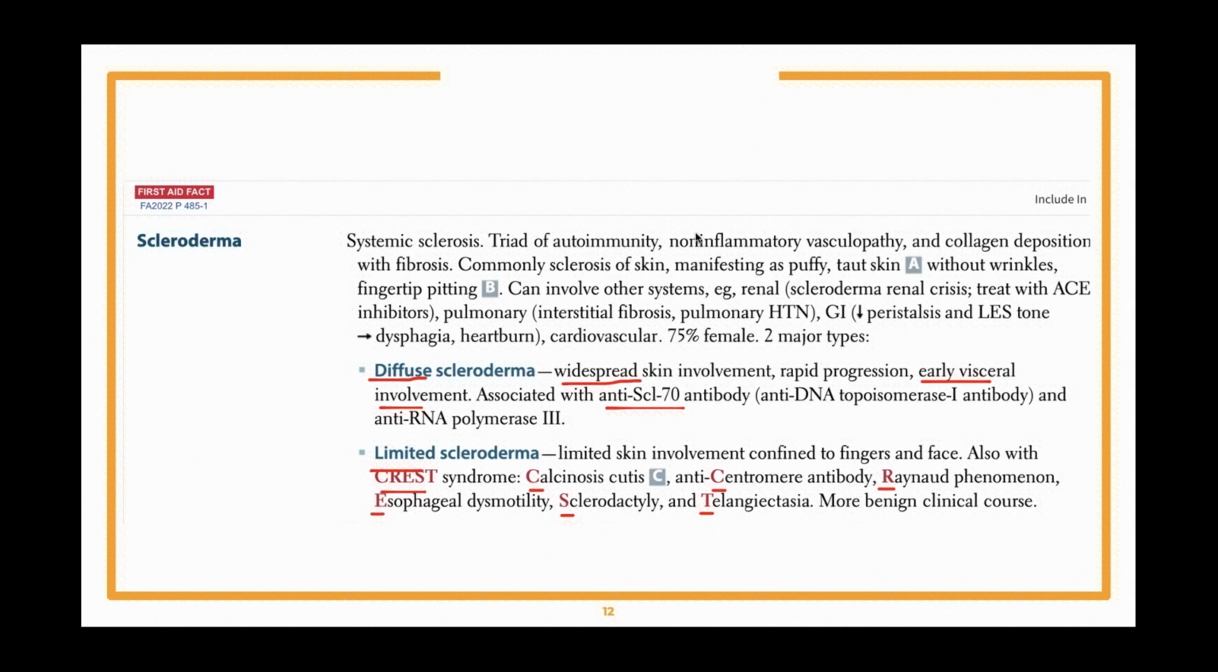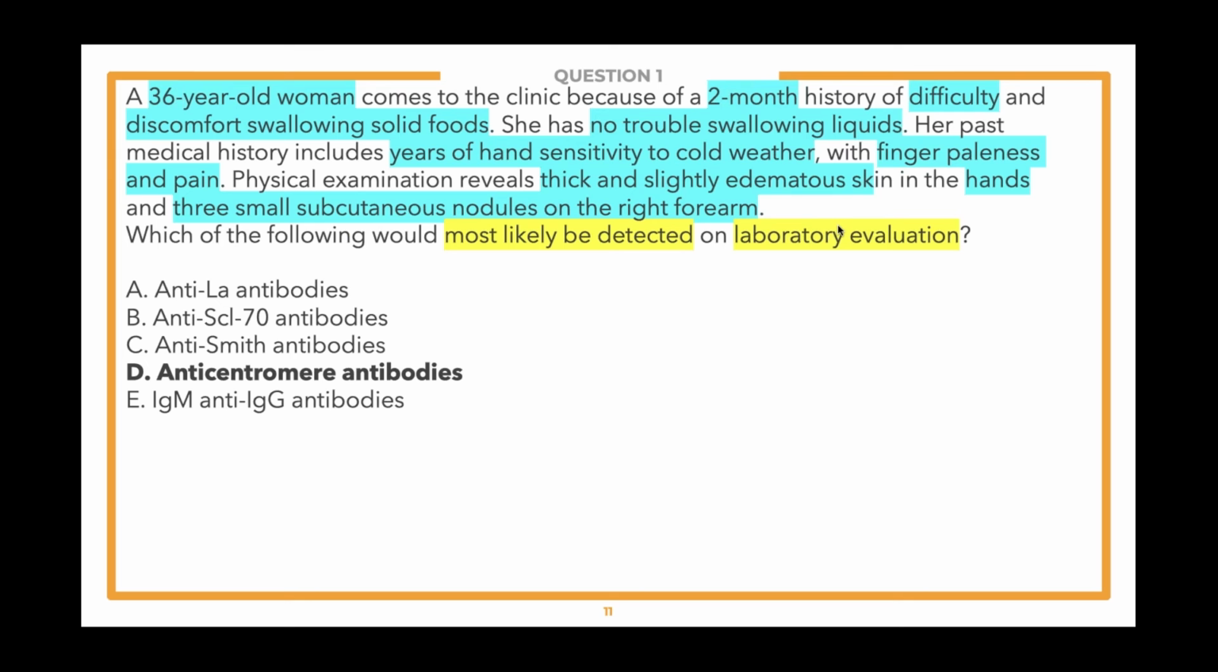Now let's go back to our question, in case you selected some of the other answer choices. So like we talked about, anti-SCL70 antibodies, that's getting more at diffuse scleroderma, which would be different than what we're talking about. Anti-IgG IgM antibodies, rheumatoid factor, is getting at a few different conditions, specifically rheumatoid arthritis is one. Not really hearing too much about joint pains and arthralgias and such.